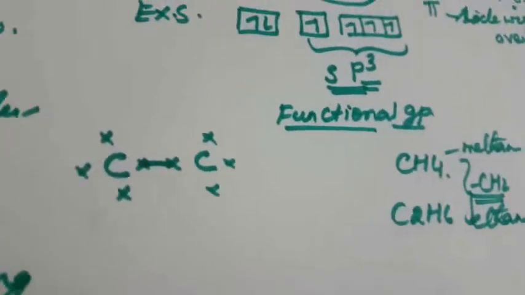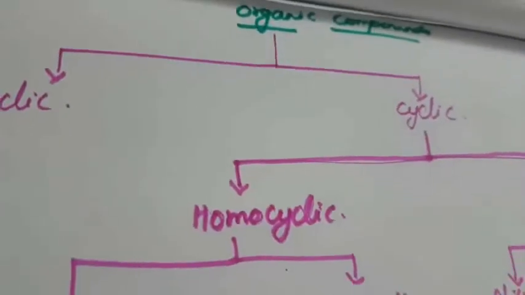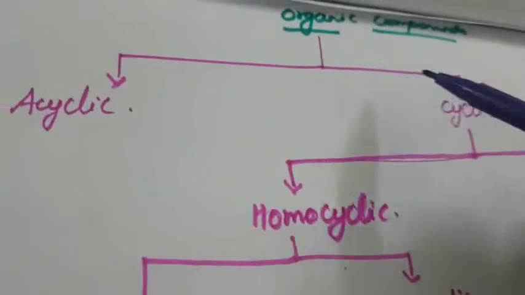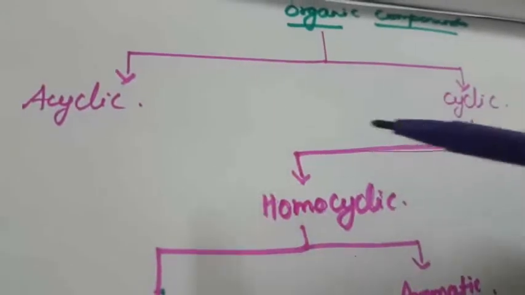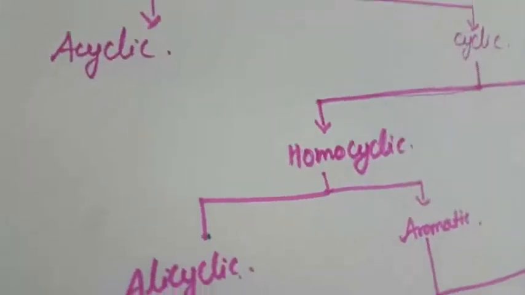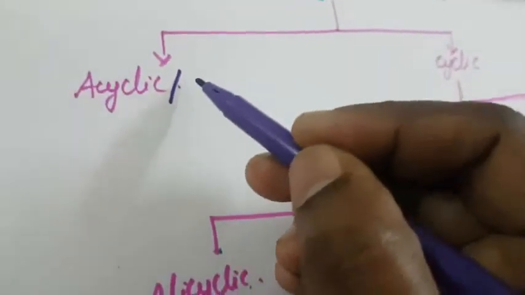Next we are going to see the classification of organic compounds. Organic compounds are classified as acyclic and cyclic. What is meant by acyclic? It is otherwise called aliphatic compounds. So the other name for acyclic is aliphatic.